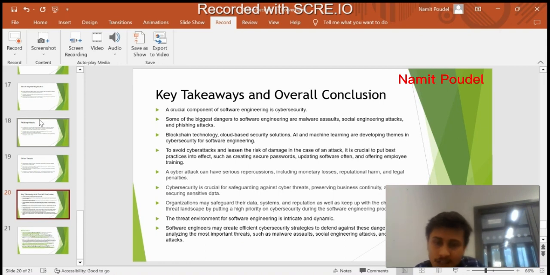As you know, cybersecurity is crucial for safeguarding against cyber threats, preserving business continuity, and securing sensitive data. Software engineering may create efficient cybersecurity strengths to defend against these dangers by analyzing the important threats such as malware assaults, social engineering attacks, and phishing attacks. Other research topics were chosen by my group members, and they found some gaps on those topics.